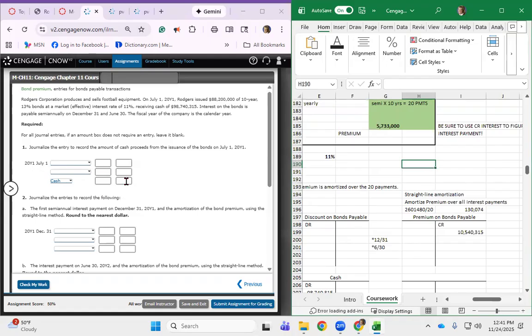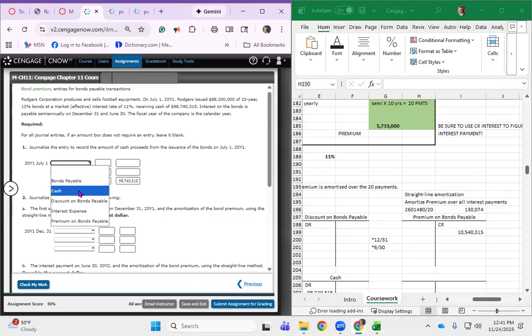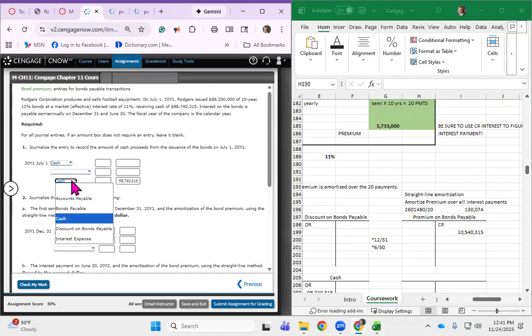Okay, so it is 98 million 740,315. Okay. And I put this in the wrong spot, let me put that at the top. This should be your bond payable. Okay, bond payable should be the credit.